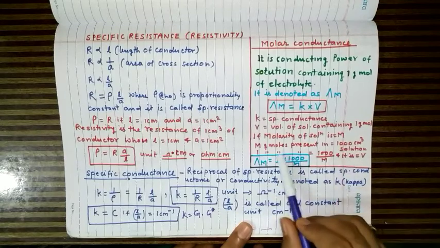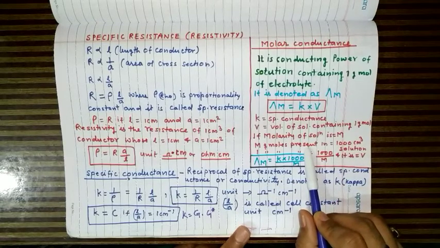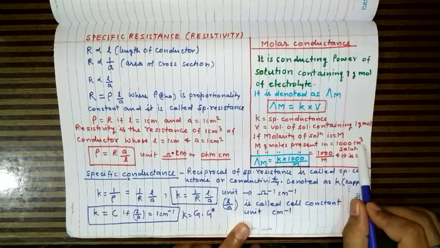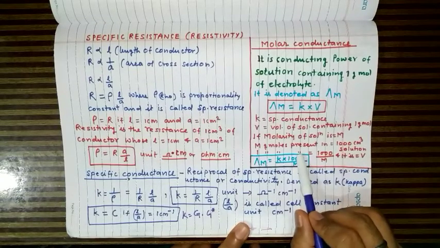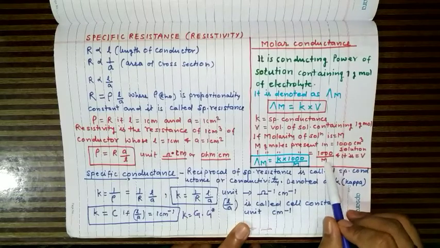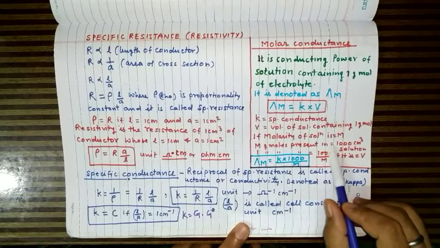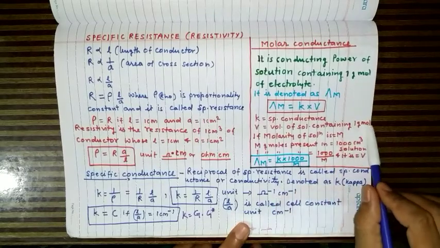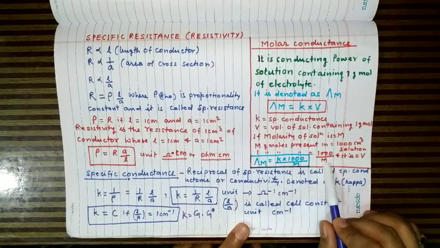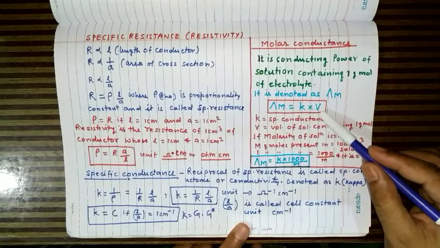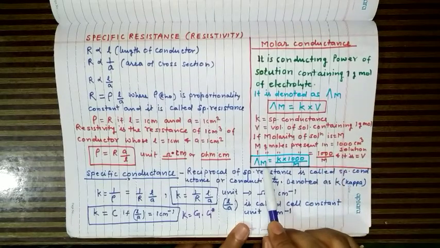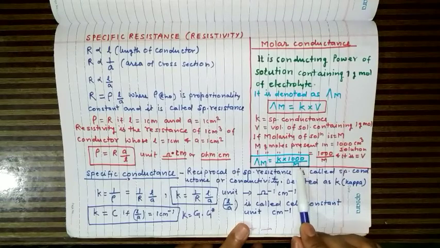That m gram moles of the electrolyte solute is present in 1 liter, that is 1000 centimeter cube of the solution. So if we find out the volume which contains 1 gram mole, this will be 1000 upon m centimeter cube. We know that the volume of solution containing 1 gram mole is called V. So 1000 upon m will be equal to V. Now if you substitute this value of V in this expression, lambda m will be equal to kappa into 1000 upon molarity.